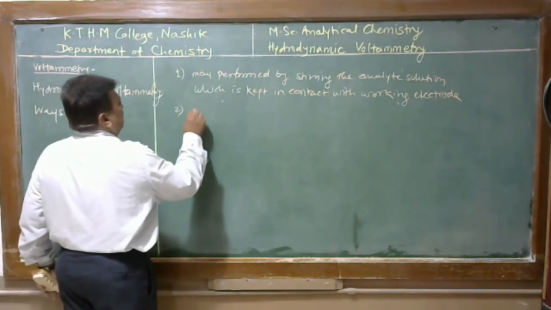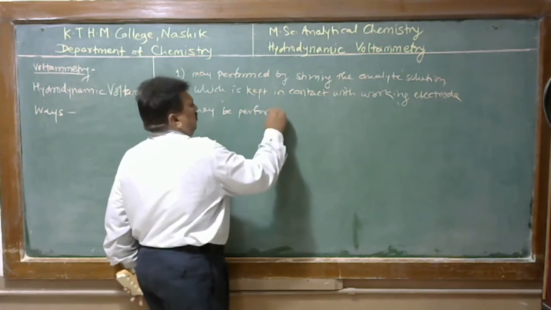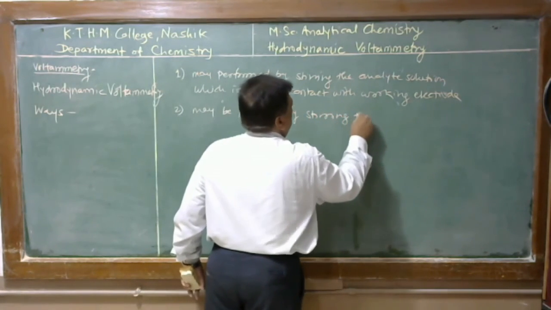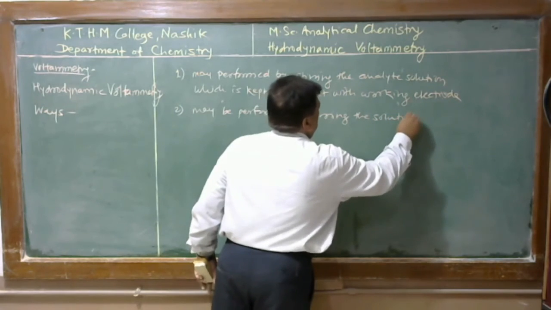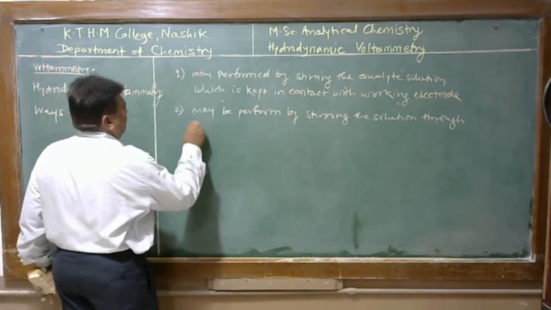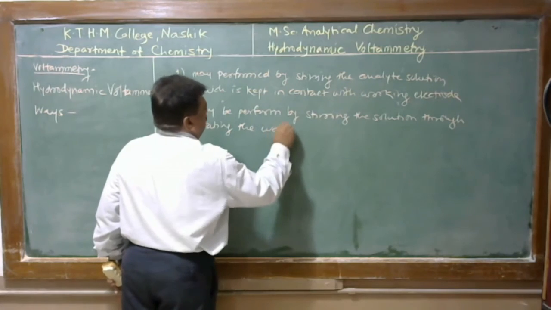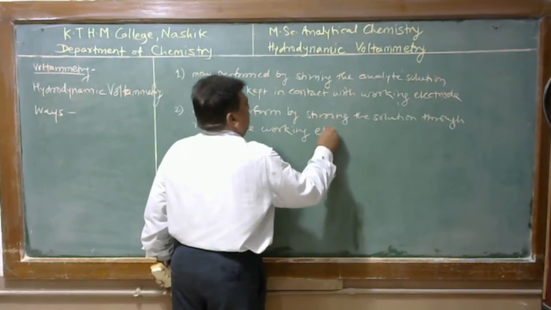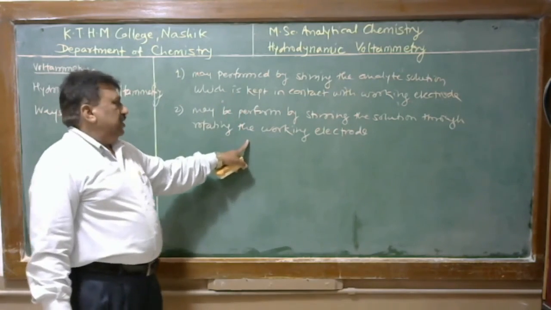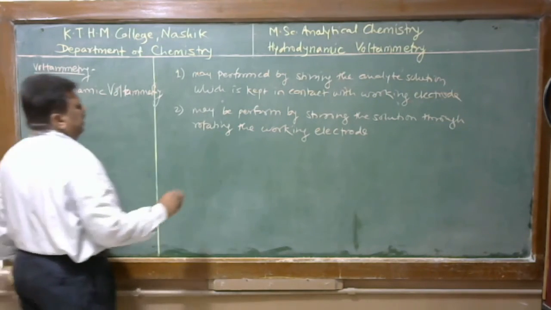The second way is that it may be performed by stirring the analyte solution through rotating the working electrode. Therefore, the electrode acts as a stirrer as well as the working electrode. This is the second way to perform hydrodynamic voltammetry.